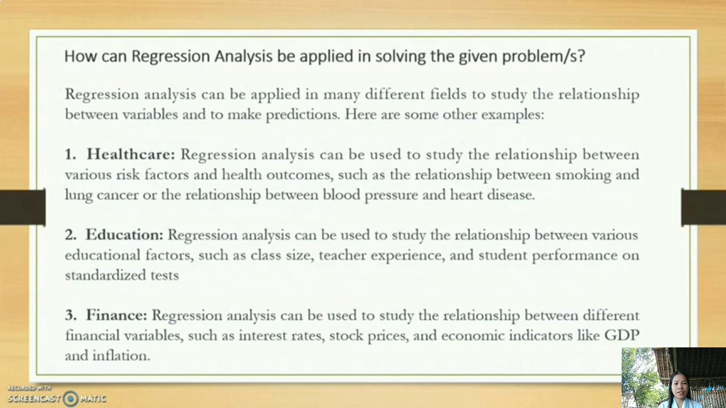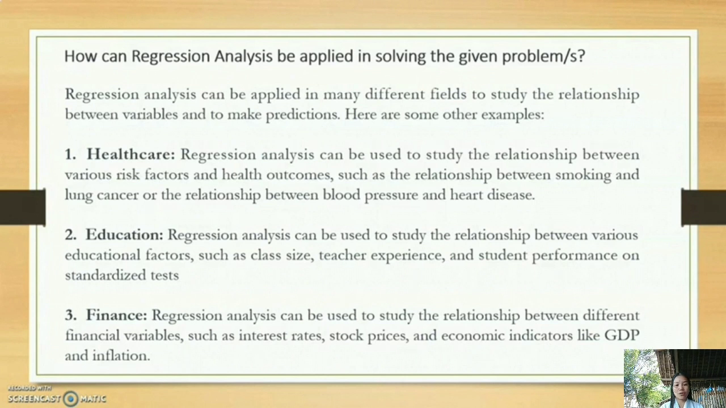How can regression analysis be applied in solving the given problems? Regression analysis can be applied in many different fields to study the relationship between variables and to make predictions. Here are some other examples. Number 1, in healthcare. Regression analysis can be used to study the relationship between various risk factors and health outcomes, such as the relationship between smoking and lung cancer, or the relationship between blood pressure and heart disease.